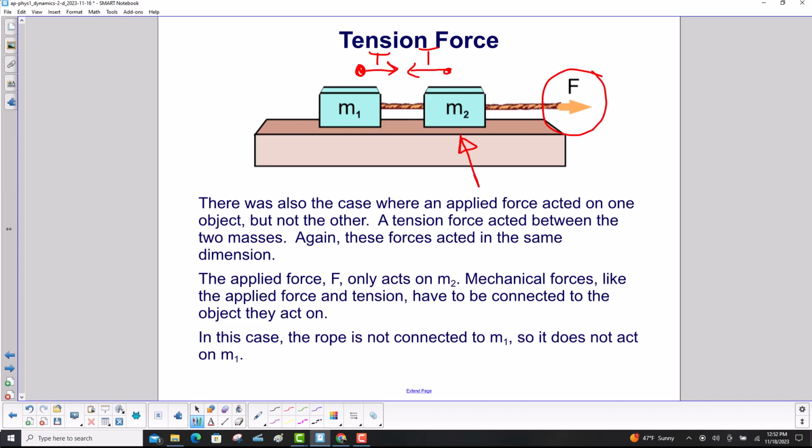Mechanical forces, like the applied force and tension, have to be connected to the object they act on. And we're having one rope here, and then we'll assume this is a different rope. So there's no physical connection between m1 and the applied force. So when I complete my free body diagram, at least in the x direction, we're not going to worry about y right now, F is not acting on m1. So let's just summarize that. Since the rope is not connected to m1, it does not act on m1. The mechanical forces, like applied force and tension, have to be connected to the object they act on.